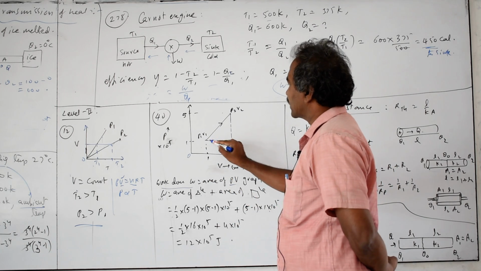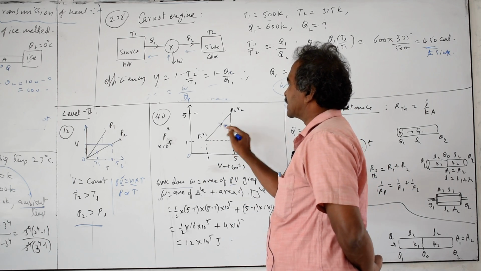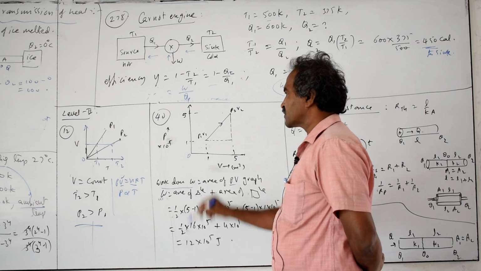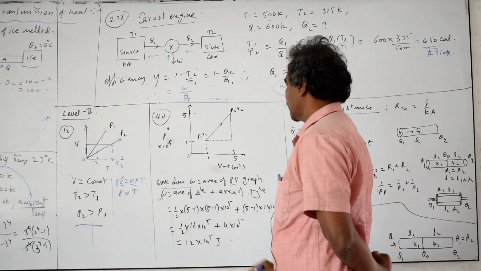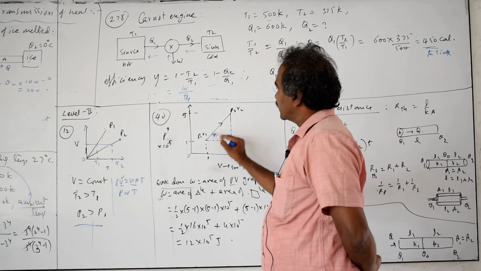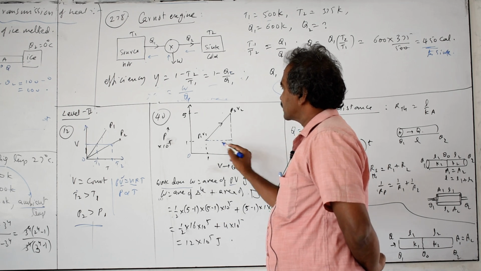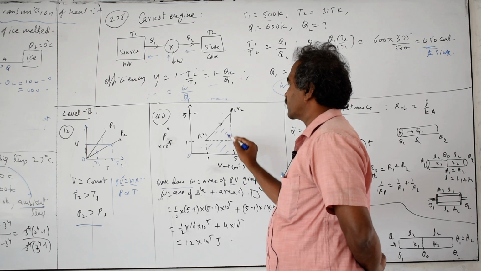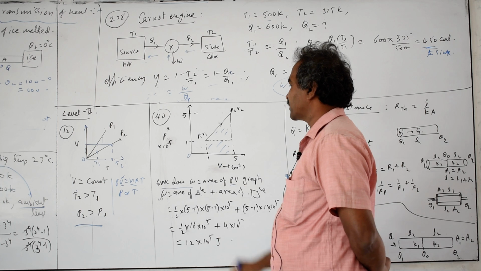Whatever the graph given, if the arrow mark is clockwise, towards the right side, the work done area is taken as positive. If the arrow mark is reversed, work done is taken as negative. In this case, they asked only this line. You divide that line into parts, and you get a rectangular portion and a triangular portion. So the area of the triangle plus the area of the rectangle is equal to the amount of work done.